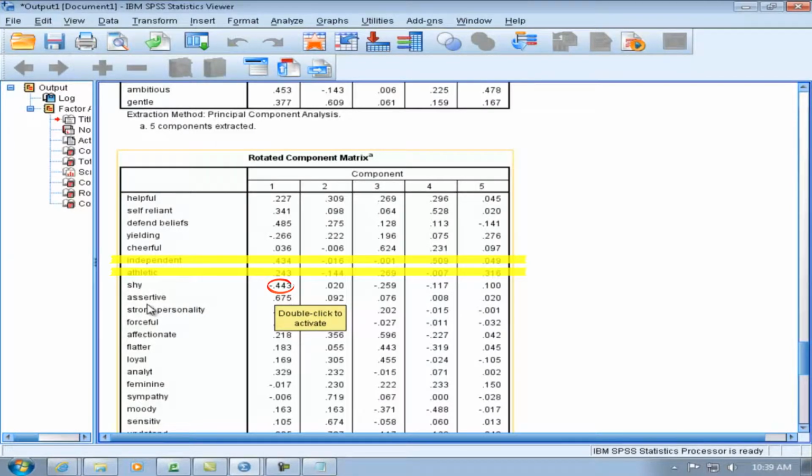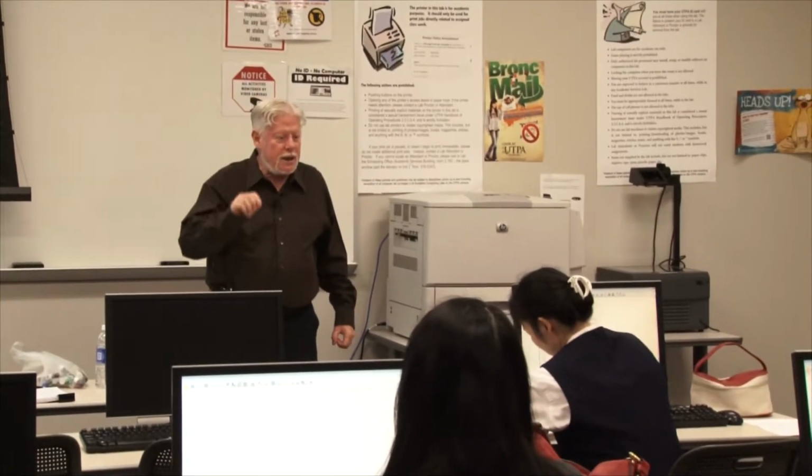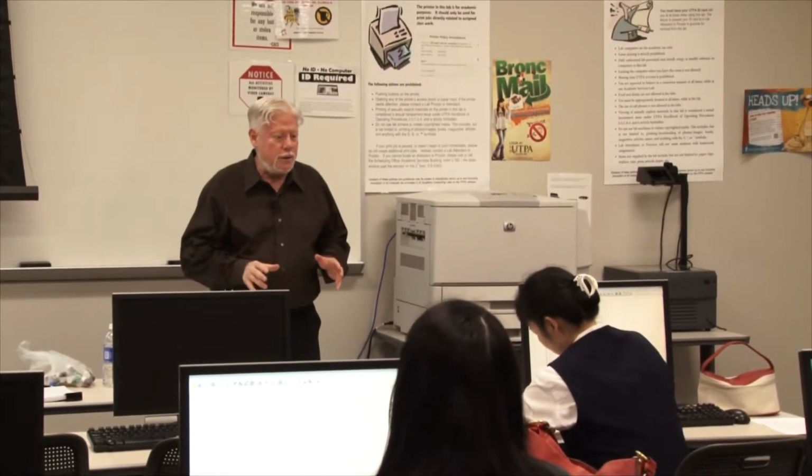Now, assertive looks like it loads on factor 1. When you say recoding, do you mean you're going to reverse? I'm sorry, you have to speak up a bit. When you say recoding, yeah, in a little while, I'll do that, in order so we can aggregate that item. It's loading, and we want it to load.